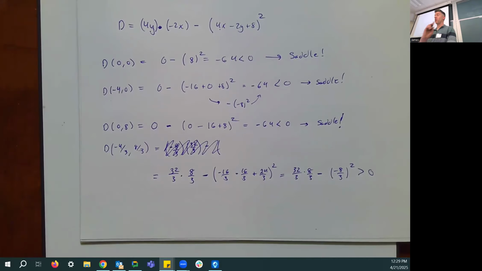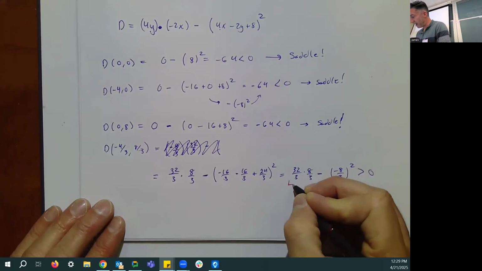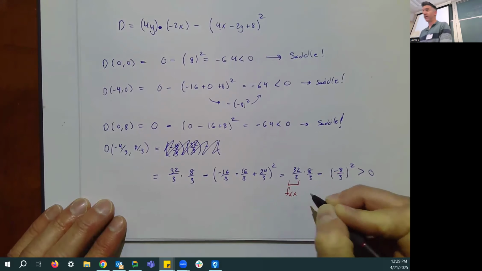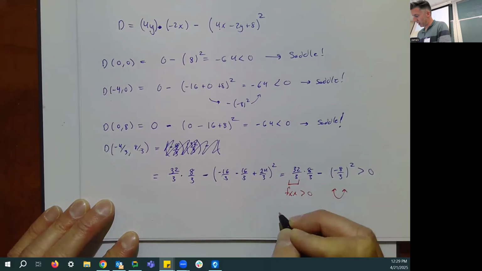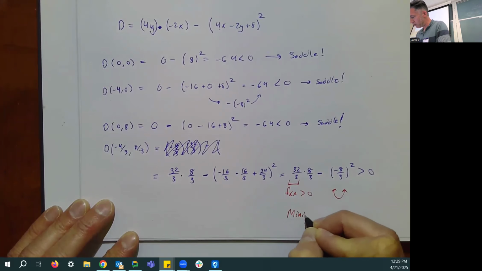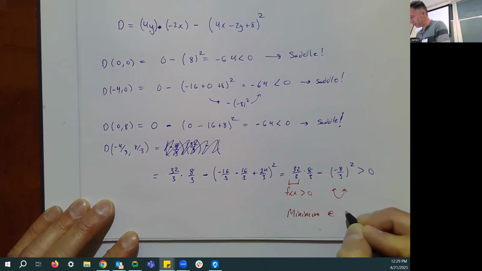And now that I've written things in the correct order, this f_xx here, right, that is f_xx. It is also positive, meaning we're concave up, meaning we have a minimum at this point.